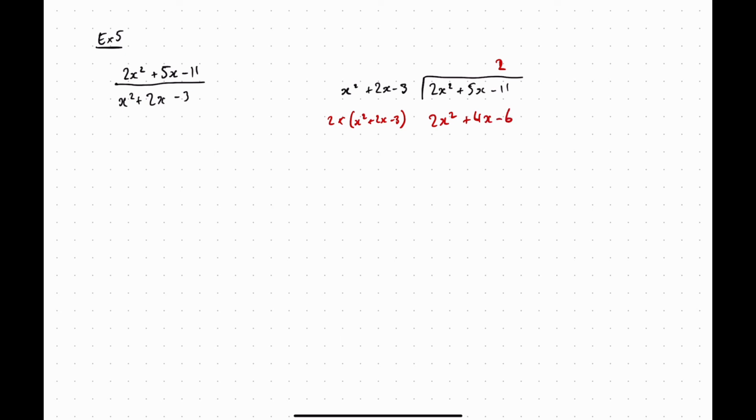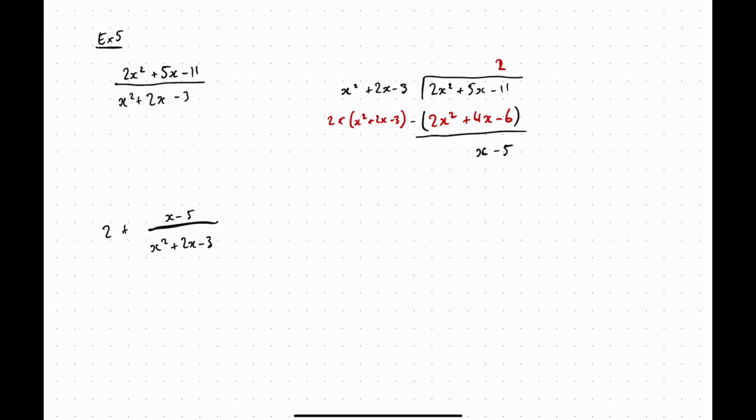And when I take that away from the line above, the x squareds cancel out. 5x minus 4x is 1x. And then minus 11 minus 6 is minus 5, sorry. So that means that I can rewrite this fraction as 2 plus x minus 5 over x squared plus 2x minus 3. Now it's rewritten like this, I can express my fraction as partial fractions.